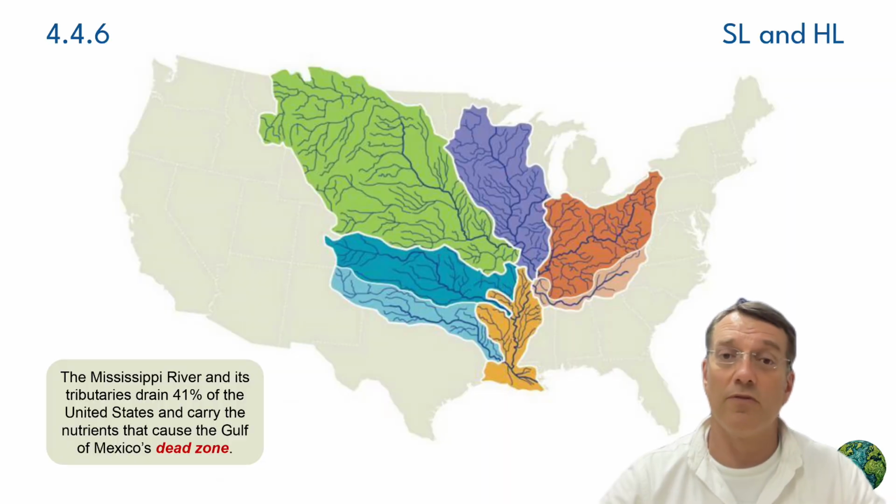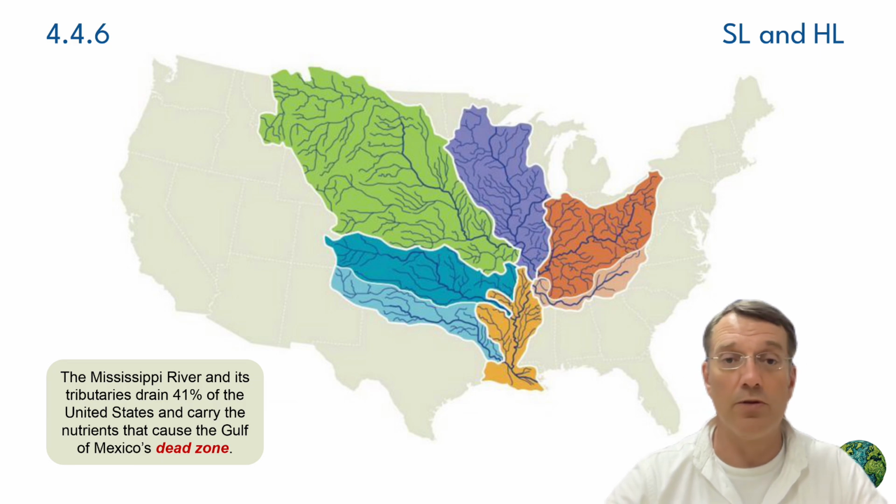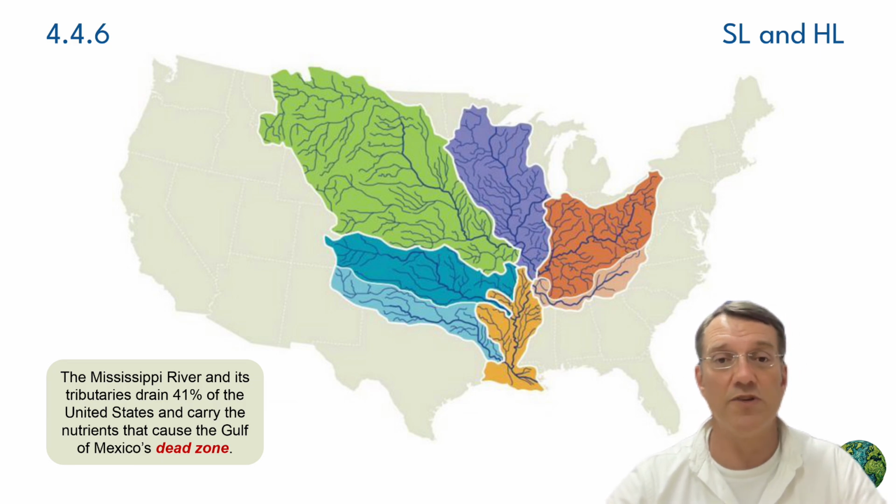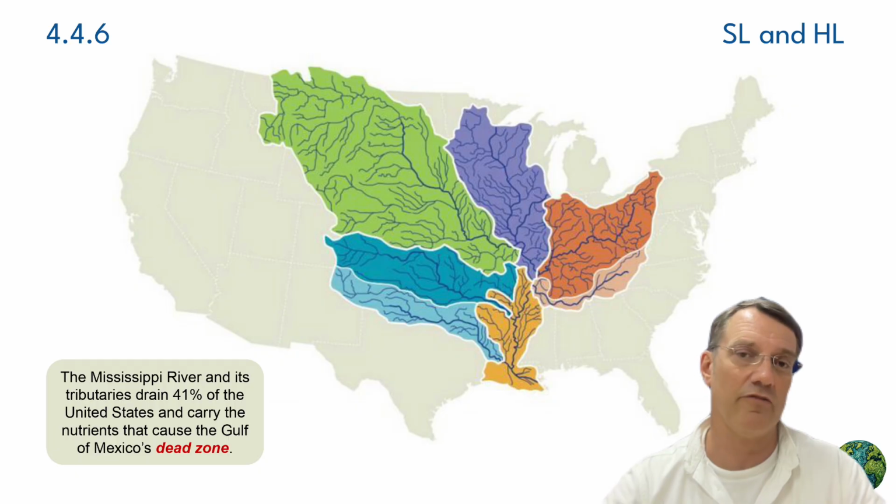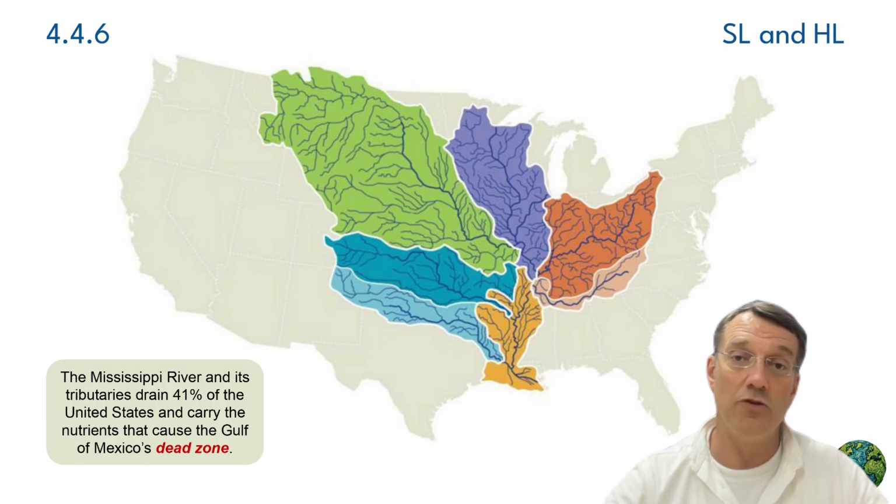The Mississippi River provides a pretty dramatic example. This map shows how the Mississippi River and its tributaries drain 41% of the continental United States. All the agricultural runoff, the urban pollution, and the industrial waste from this enormous area eventually flows into the Gulf of Mexico, carrying all the nutrients that cause one of the world's largest dead zones.